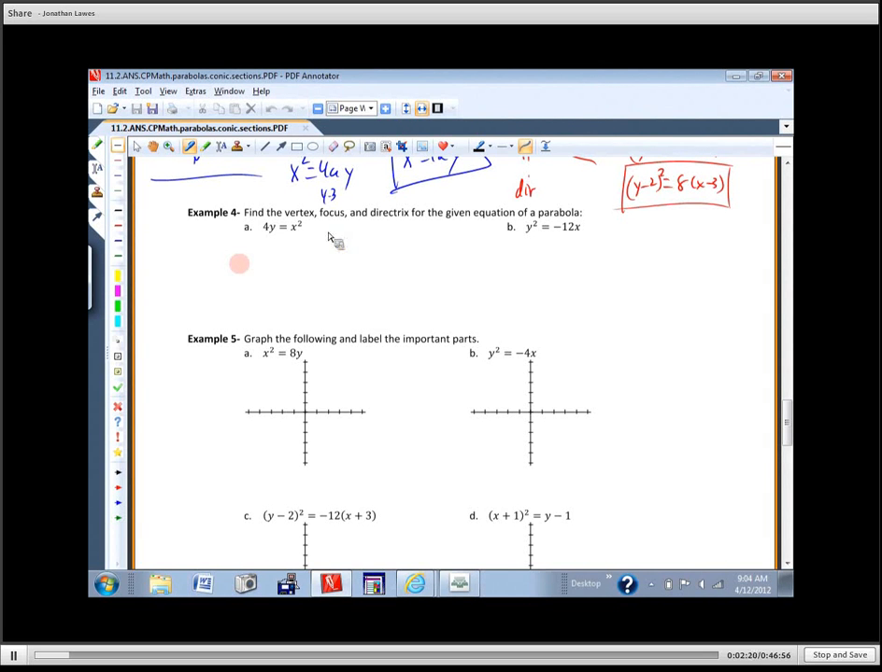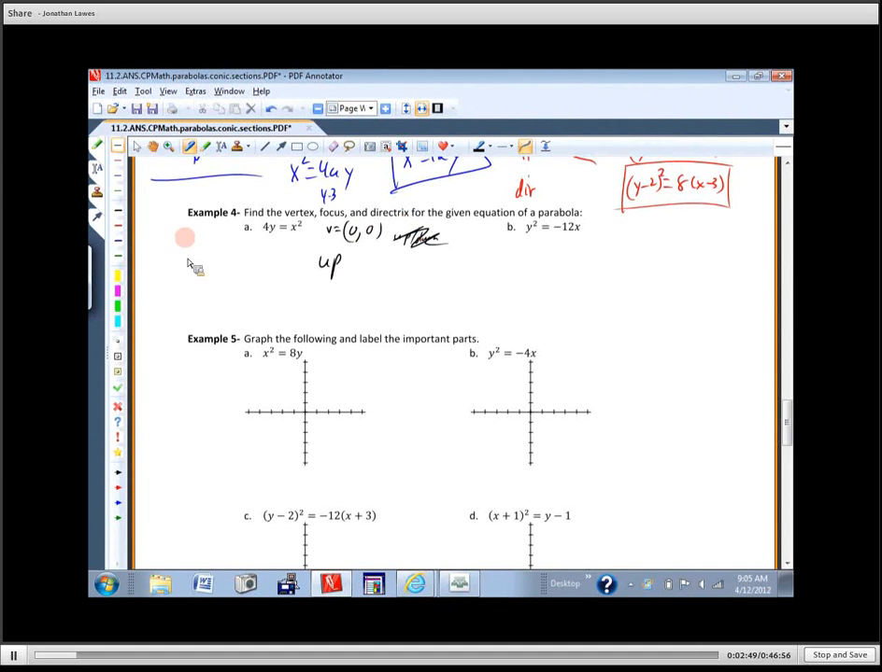What's the vertex on this? Vertex would be (0, 0), okay? The number with the y, the number on the opposite side from the perfect square, is it positive or negative? Okay, it's positive. So if x is squared, it's the up, down thing, and we look at this over here and tell which it is. This opens up, okay? So we know the vertex, we know it opens up. We need to find the focus and the directrix.